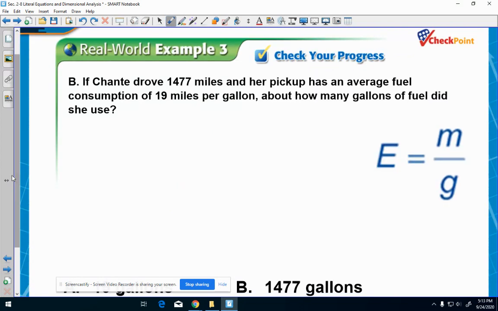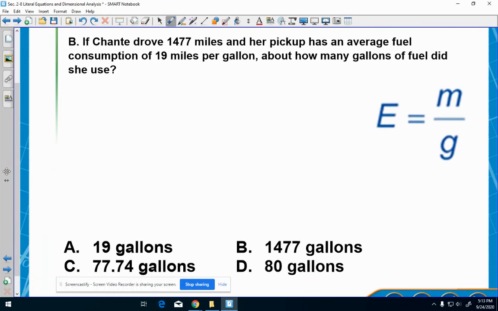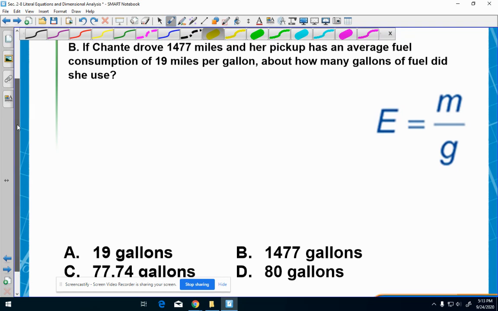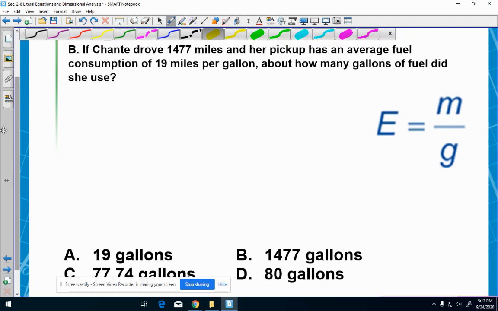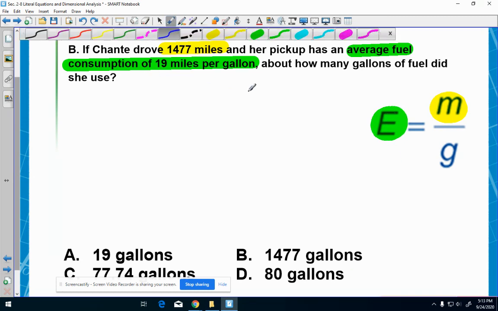Here's the same equation with a different problem. So here, I'm going to ask that you pause your video again, give this one a shot, and see what you come up with. All right, let's check it. How did you do? This question says, if Shantae drove 1,477 miles, and she's got an average fuel consumption of 19 miles per gallon, about how many gallons did she use?